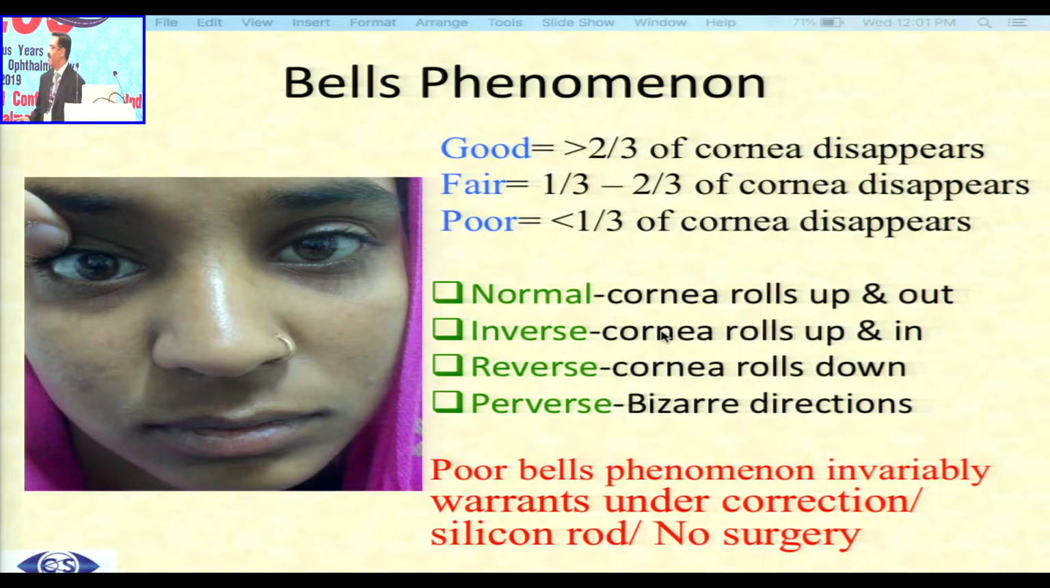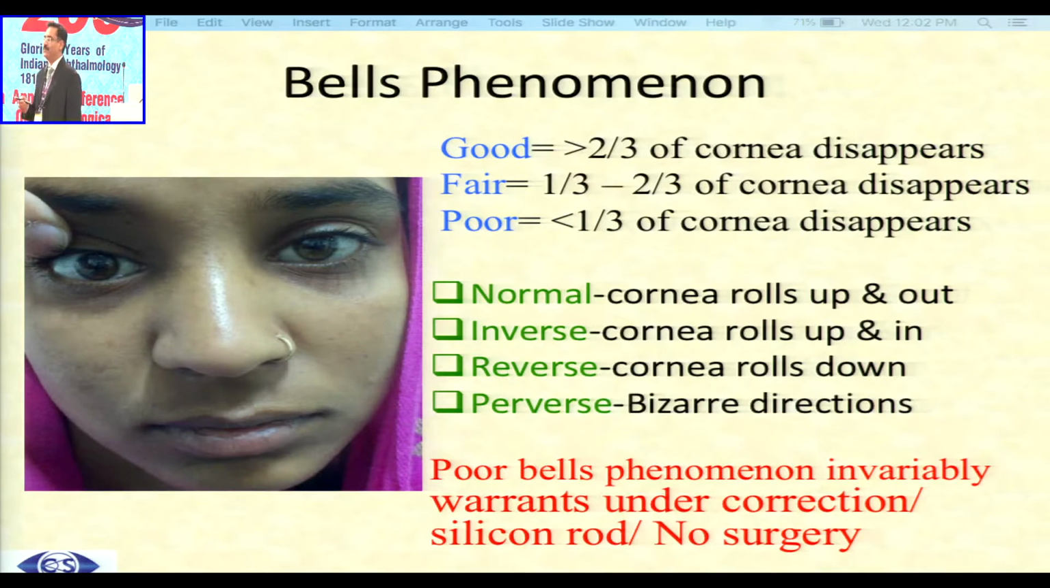So one very important factor is, in many of the patients, before surgery you have normal Bell's, after surgery it becomes reverse. And again after 1 month of surgery, it again becomes normal. Why does it reverse after the surgery? It is because of nature's own correcting factors. Nature tried to protect the cornea underneath the healthy eyelid.